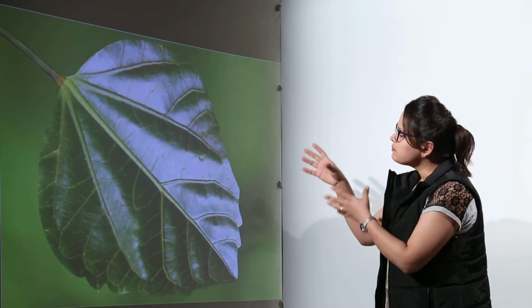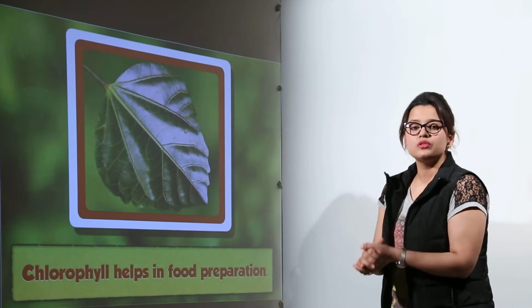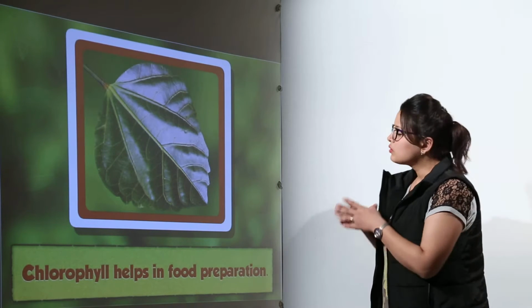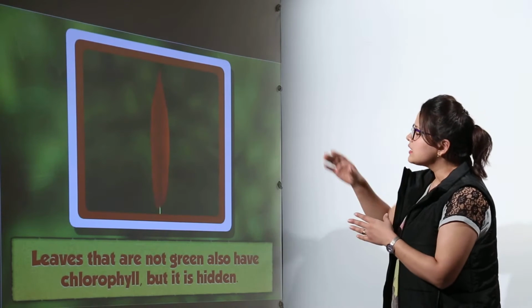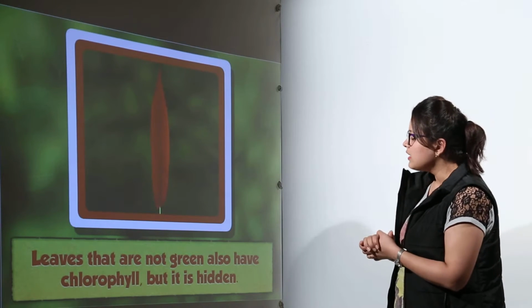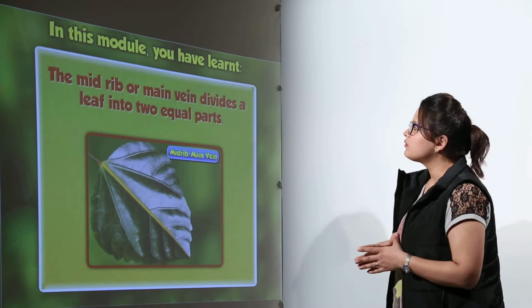Now, why are these leaves of the plant green in color? That is due to the presence of chlorophyll. So chlorophyll is helping the plant to produce food, and you can see this leaf which is not green is also having some chlorophyll, right? So all the leaves have chlorophyll.